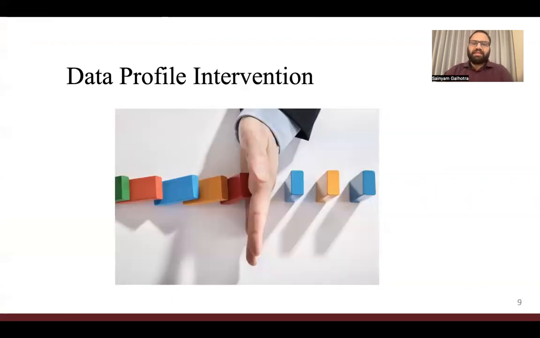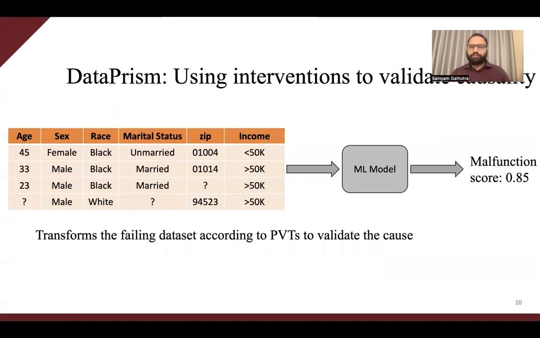We use PVTs as a key ingredient to explain the cause of malfunction. And in order to identify the set of PVTs that are the cause of this malfunction, we take an interventional approach. What we mean by this is that we forcefully modify the input dataset and then evaluate its effect on the performance of the downstream task. Let us look at an example of an intervention.